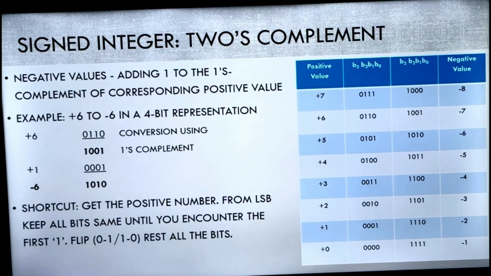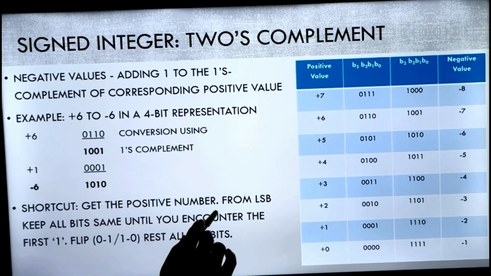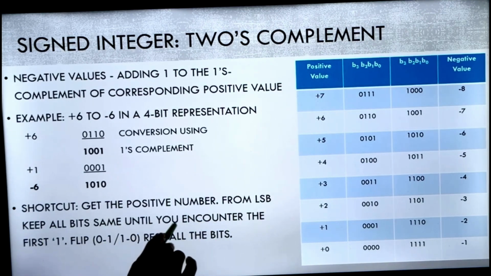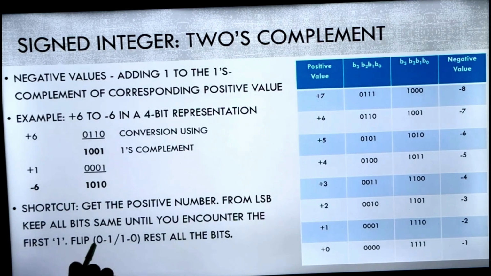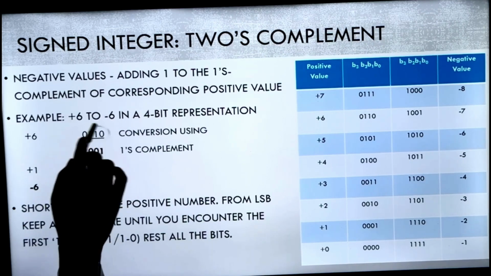What is the trick? Get the positive number first. Fine, get the positive number first. And then from the LSB, keep all bits the same until you encounter the first 1. Once you get the 1, flip all the other bits. I think it's confusing for you, right? So let me explain with the same example, this one.